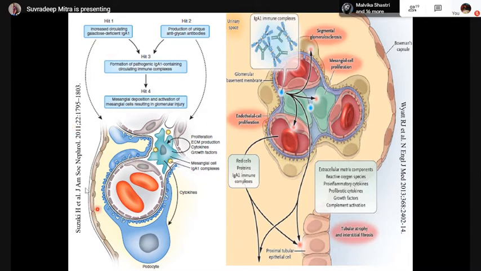So if you look at these 4 hits, the first hit is the galactose deficient IgA1 production, which obviously is controlled by the genetics of the patient. And then formation of the antibodies, which are anti-glycan antibodies, then formation of the immune complex, which is the 3rd hit, and deposit in the mesangium, which is the 4th hit. Obviously, then you can see proliferation, cytokines, ECM production, etc.